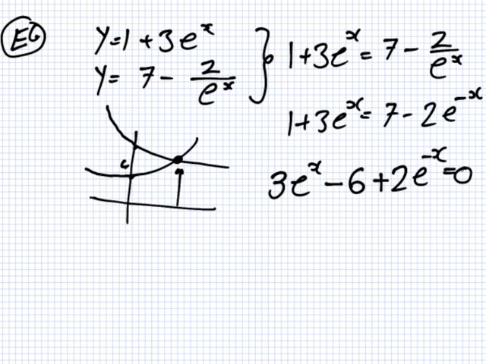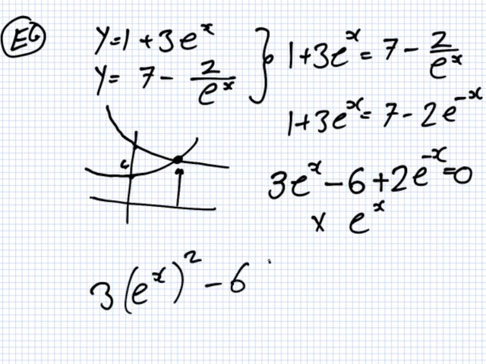Now, what to do next? Any ideas? No ideas? Times e^x. Times what? e^x. Correct. I should multiply everything by e^x. So I get 3(e^x) squared minus 6e^x plus 2 equals 0.